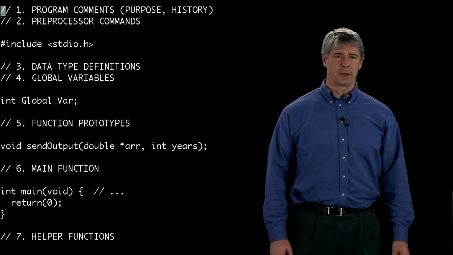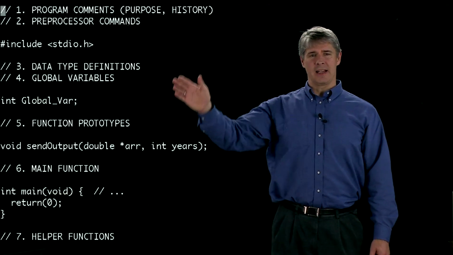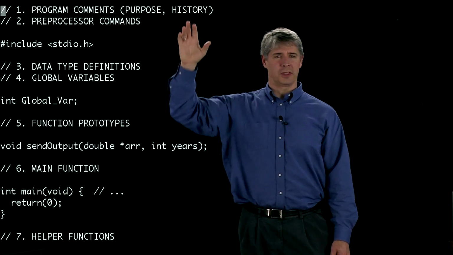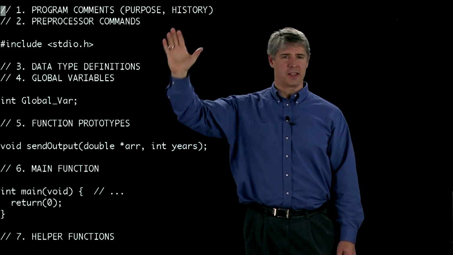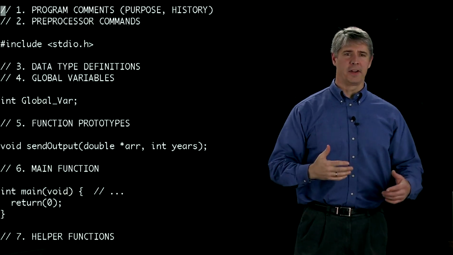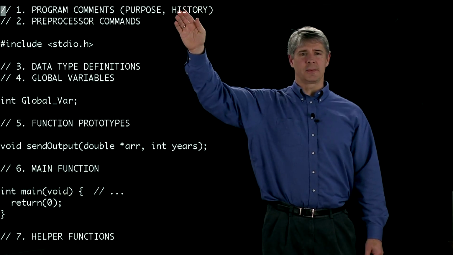A typical C program that consists of a single file typically has these seven sections to it, in this order. So we'll take a look at a high-level overview of these seven sections, which invest.c has. And then in later videos, we'll go into the details of each section. The first section is program comments.